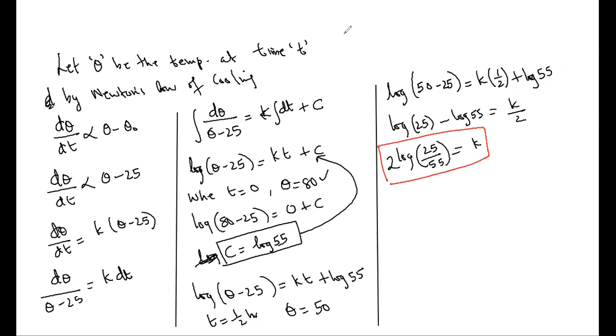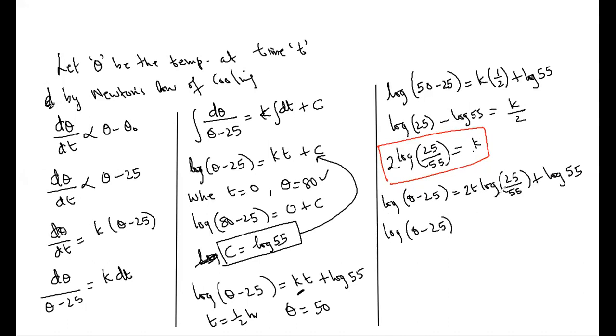So if you substitute in equation 1, log of theta minus 25 is 2t log 25 by 55 plus log 55. So what I did, I replaced k here. So k is 2 times log 25 by 55, so you can simplify this. Log of theta minus 25 is, if you divide by 5, 5 by 11, so log 5 by 11 raised to 2t into 55. So theta minus 25 is 55 times 5 by 11 raised to 2t.